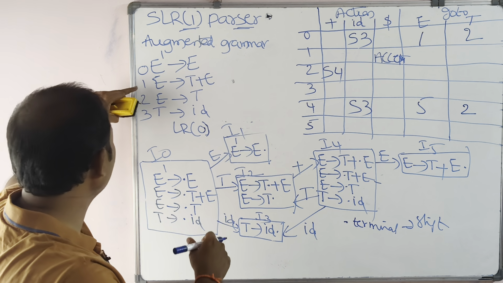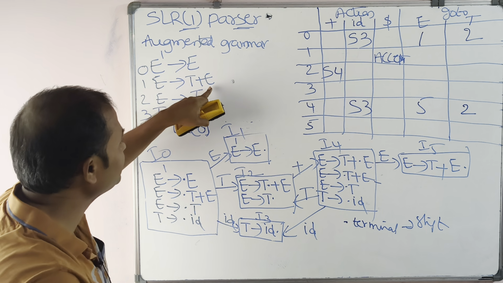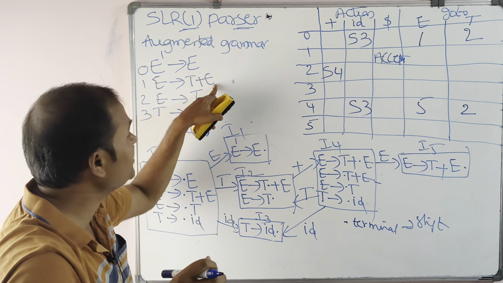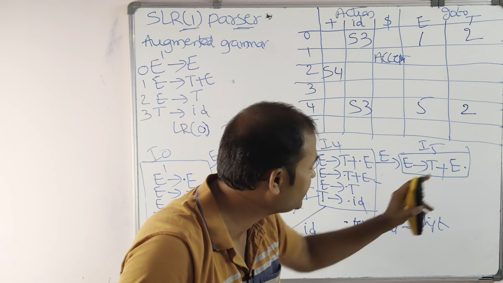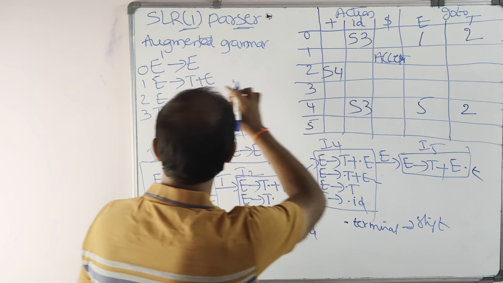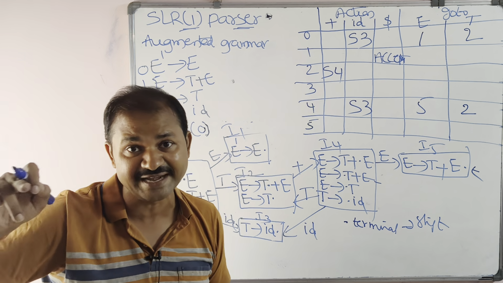So let us see the first production here. What is the first production? E produces T plus E. So let's check where the final item E produces T plus E dot is. Here we have E produces T plus E dot. So what is the production number? R1. We are performing the reduce operation.